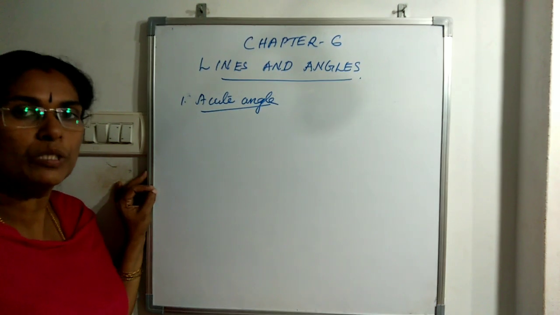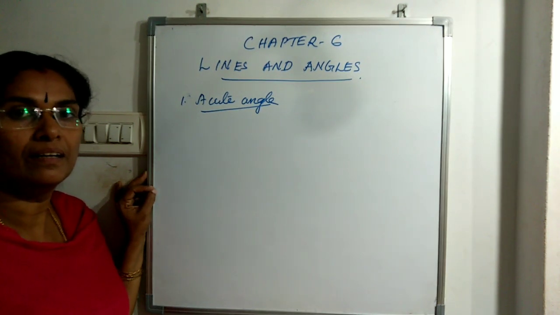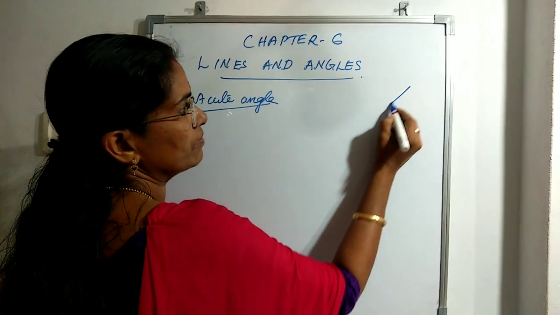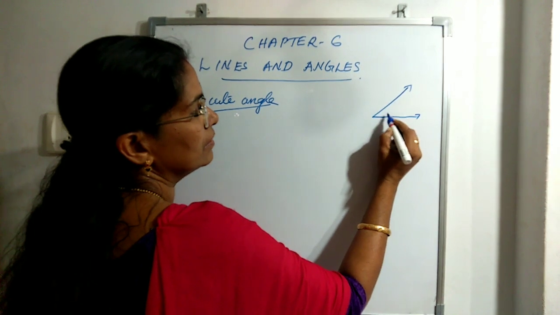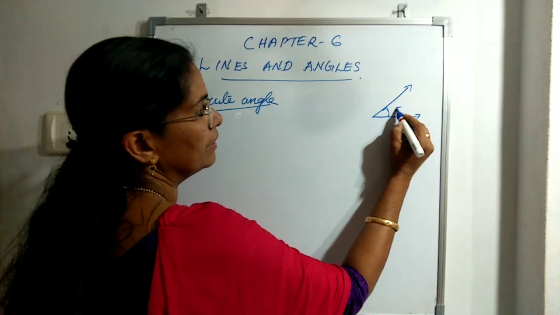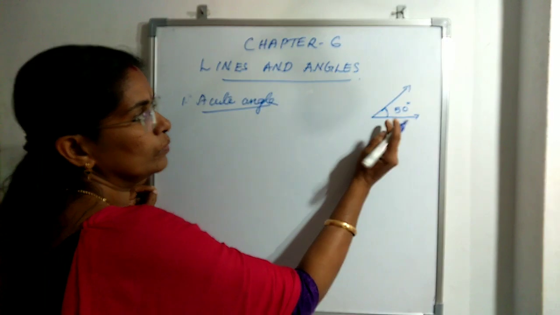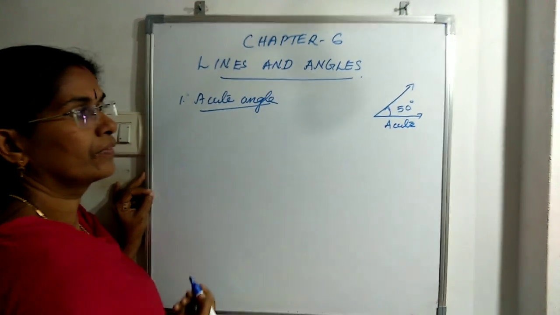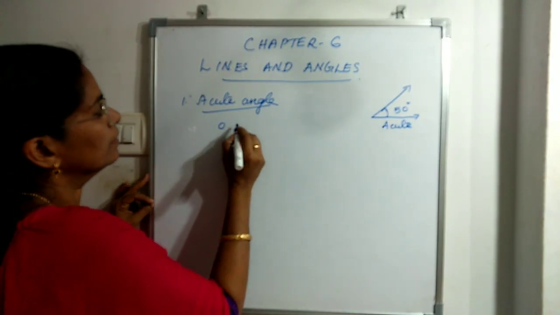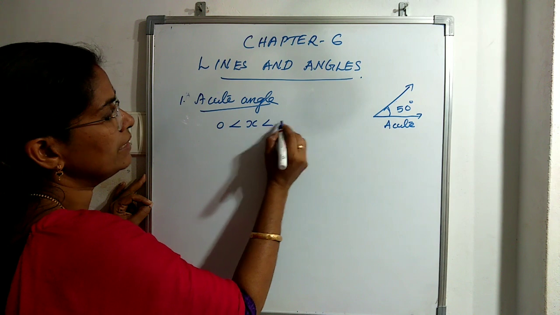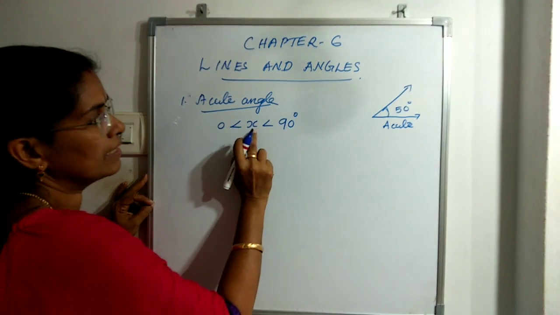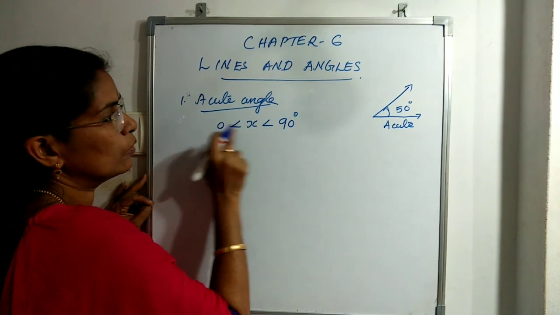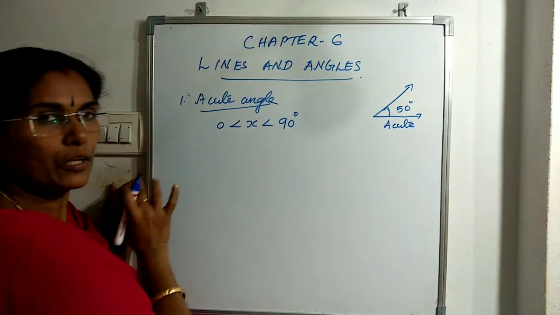An angle whose measure is between 0 degree and 90 degree is called an acute angle. Like this one, a small angle. See here the angle measurement, simply I am writing it as 50 degree. So this angle is an acute angle. It is the measurement between 0 and 90 degree. X represents the angle, here x is 50, which is in between 0 and 90. So we can say it is an acute angle.